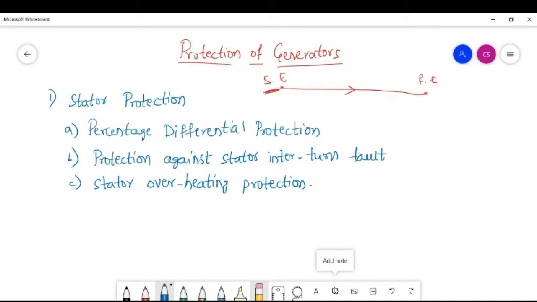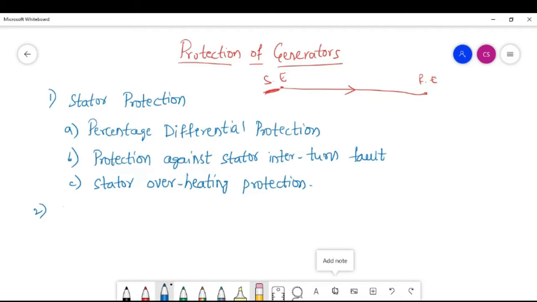The first one, percentage differential protection, will provide protection against phase-to-phase faults and phase-to-ground faults. And next one is protection against a stator interturn fault. As the name suggests, it is going to provide protection against the circulating currents or interturn faults. Next, providing protection against overheating of stator windings. So these three will come under the stator protection.